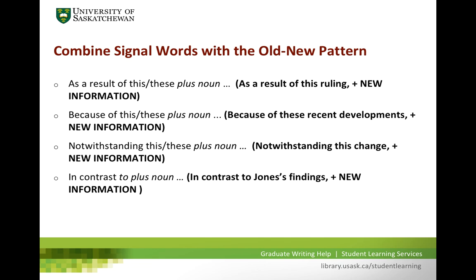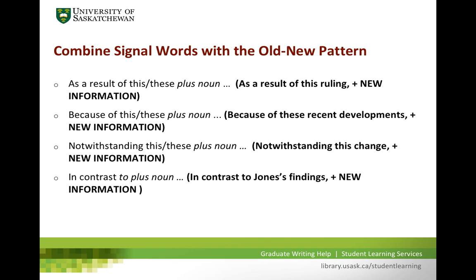And so here what you're doing is indicating a cause and effect relationship with your signal phrase, and then you're hearkening back to what you were just talking about, this ruling. And then you'll add new information in order to pivot to a new idea. So this would be a good way to start a paragraph. Here's another example: "because of this" or "these" plus a noun. So you might start a paragraph, "because of these recent developments," assuming you've just been talking about recent developments in the last paragraph, and then you'd introduce the topic of the new paragraph.